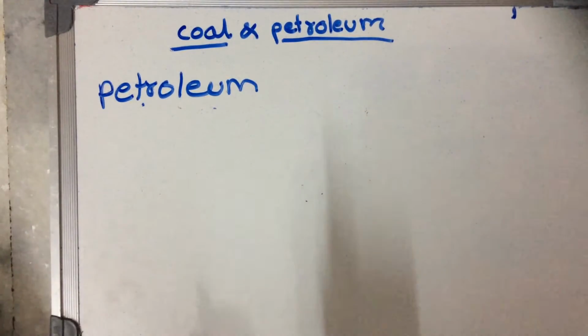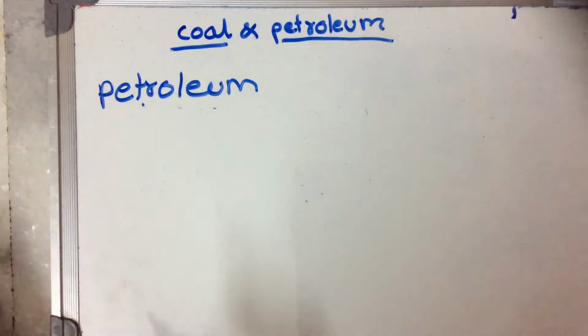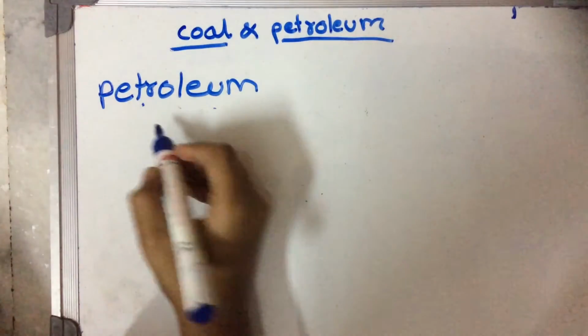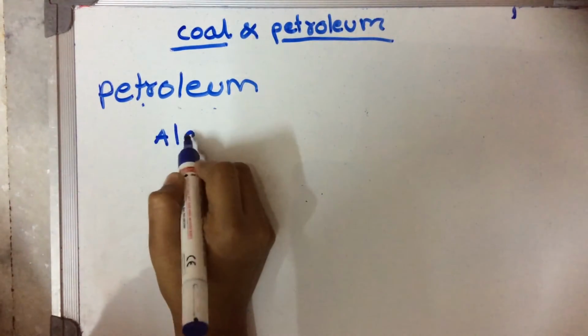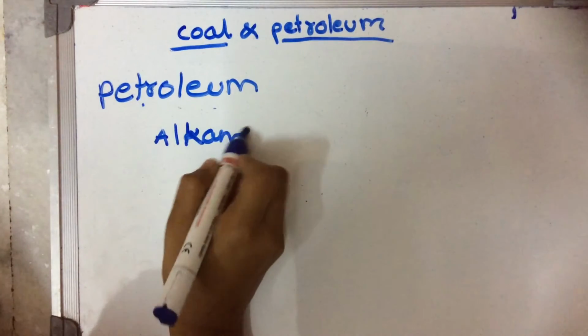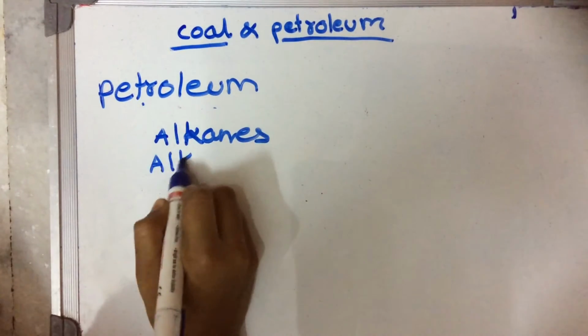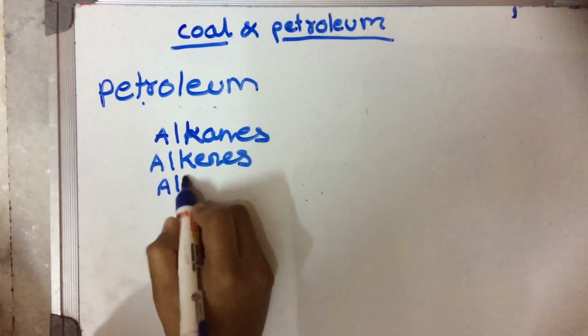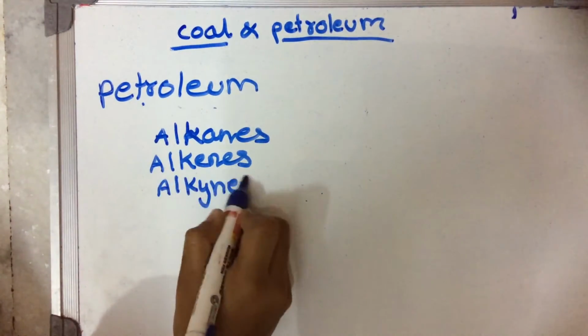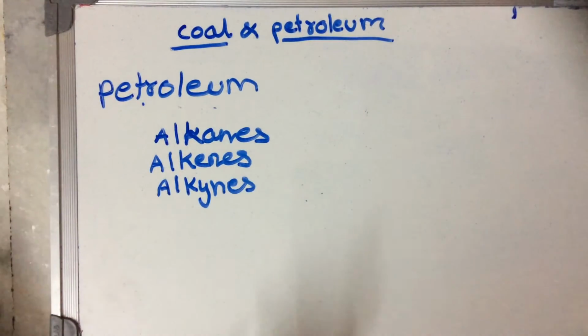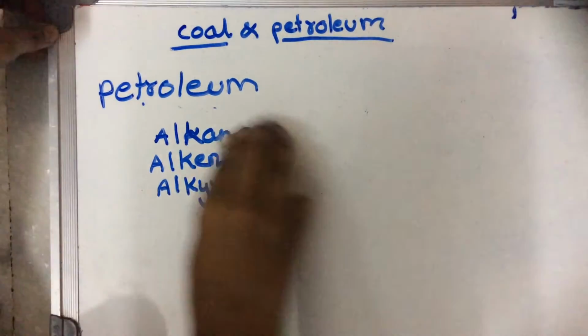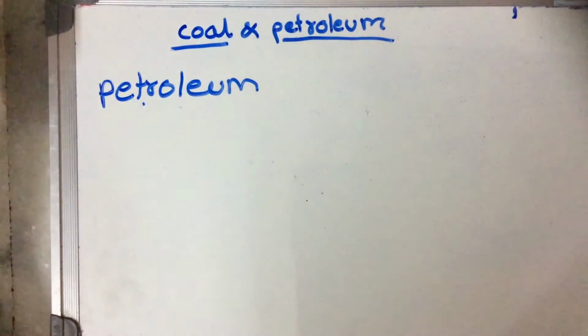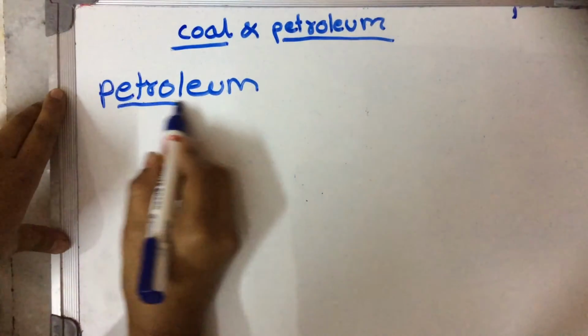Now, we will discuss hydrocarbons in other videos, but briefly, the three types of hydrocarbons, or the nomenclature of hydrocarbons, are alkanes, alkenes, and finally alkynes. We will discuss this in another video. Let's learn about petroleum.